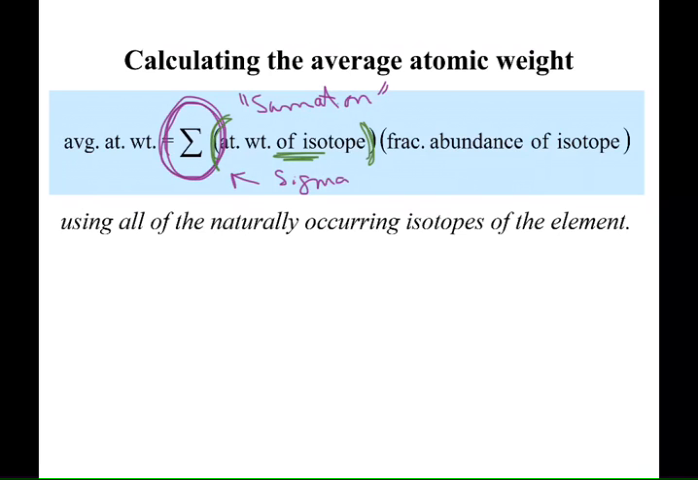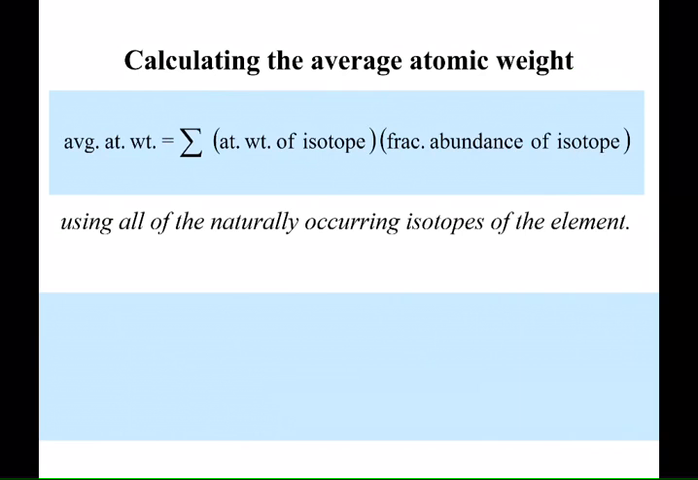much an atom of that isotope weighs times something called its fractional abundance. And actually, I'm going to tell you here in a minute, fractional abundance is simply percent abundance, divided by 100. So it kind of looks like this then.